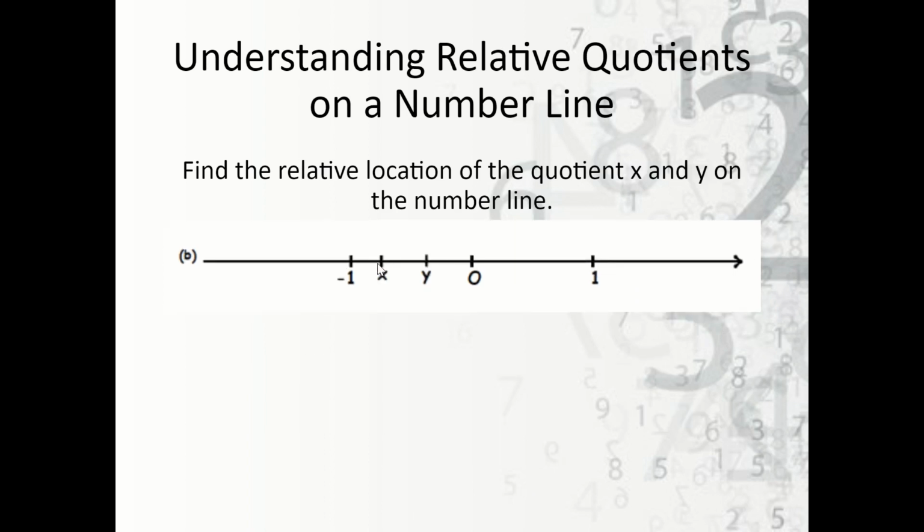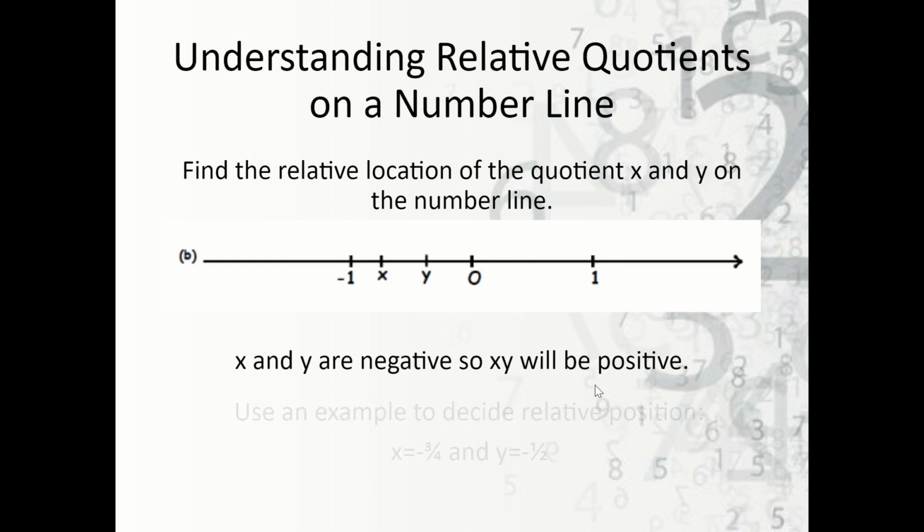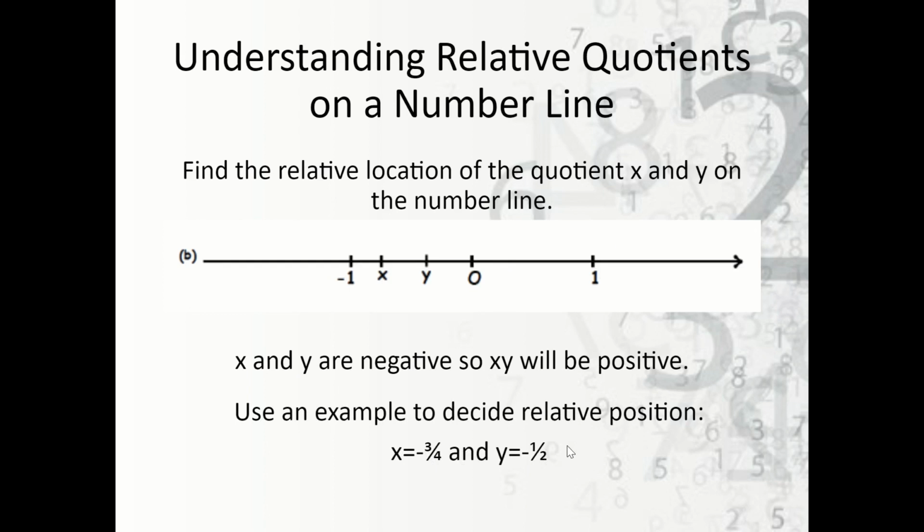Now what about this one with the two numbers between 0 and -1? Again, it should be positive because when we divide two negative numbers, we get a positive. So it should be over here somewhere. We use -3/4 and -1/2, and when we divide them, we get 6/4, which is a little more than 1. So it should be somewhere like here.